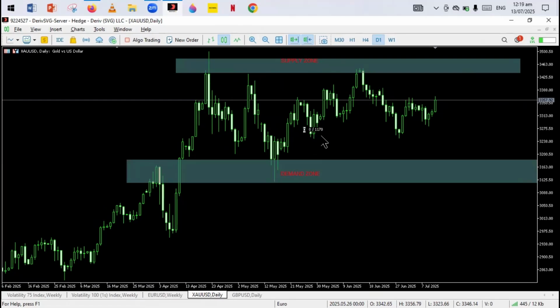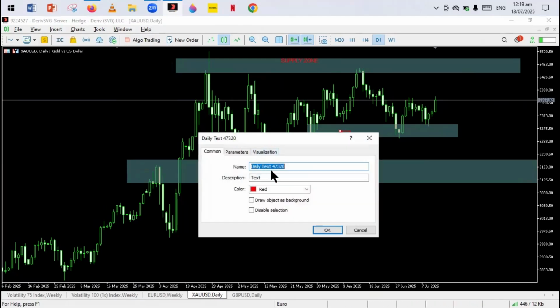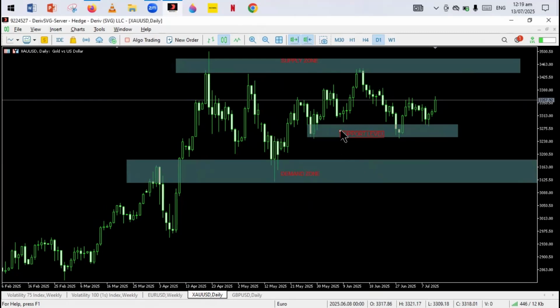So price is currently reacting off that support. That is a support level. So that is how you can tell. Supply and demand zone will guide you, because price always moves from supply to demand or demand to supply.